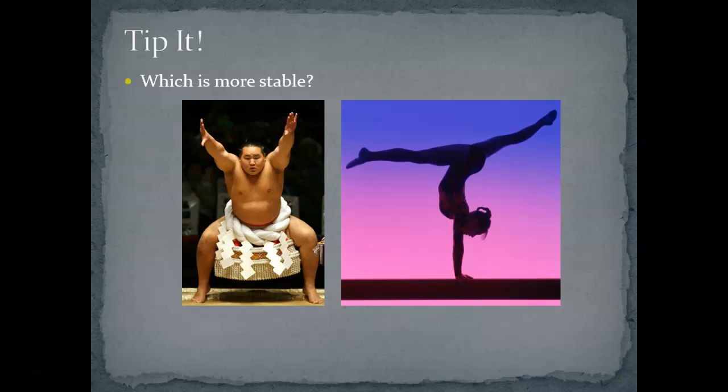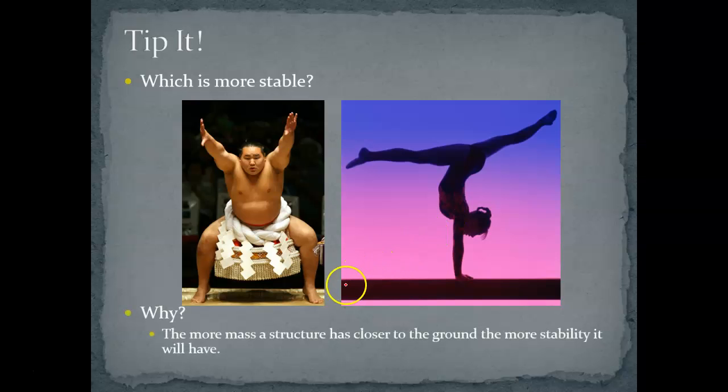Which one is more stable? If you said the sumo wrestler, you would be correct. Now, not just the base here, right? The gymnast has all of their weight over this, where the sumo wrestler is like this, but this person has their weight much higher than this person has his weight. The distance from here to the ground as opposed to here to the ground is smaller.